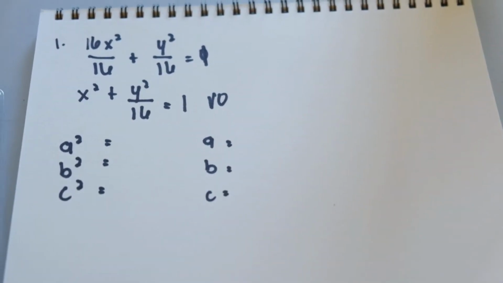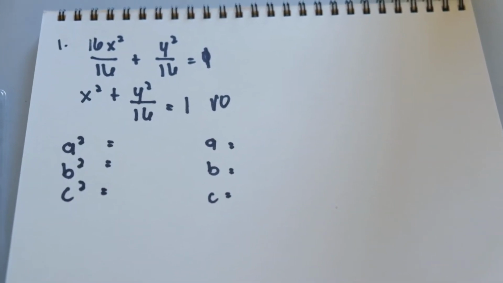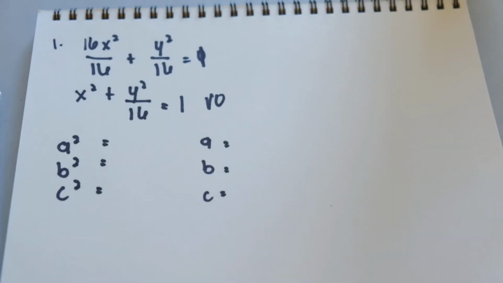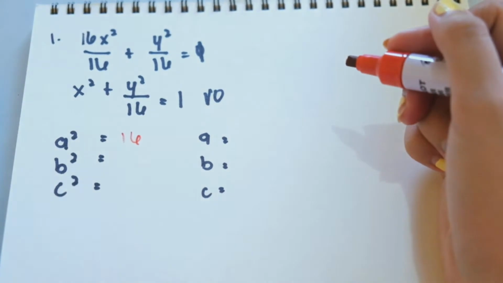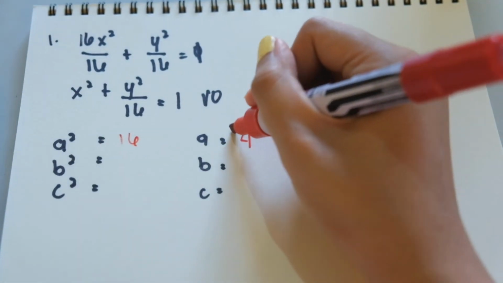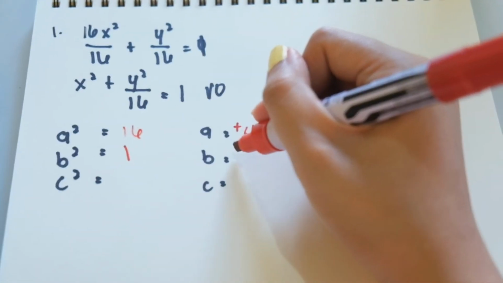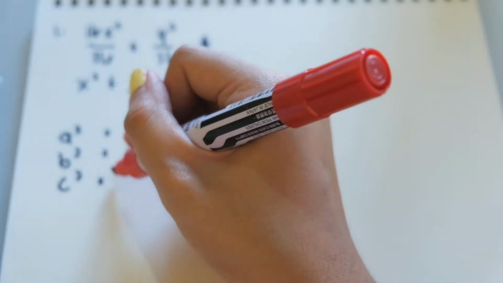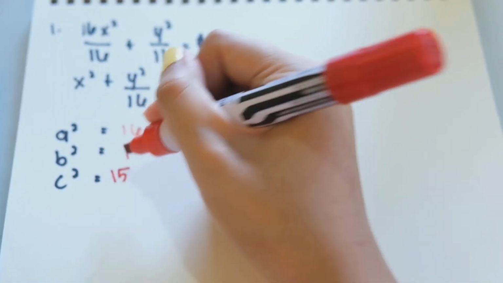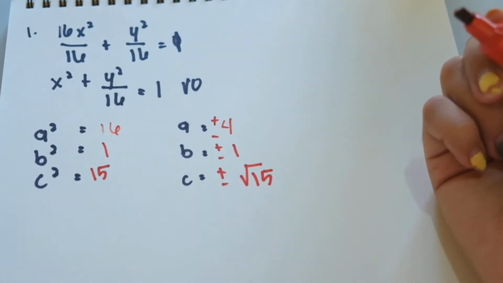First example, we have 16x squared over 16 plus y squared over 16 equals 1, and it is vertically oriented. First, we have to find the value of a squared, b squared, c squared, and also the value of a, b, and c. A squared is 16 because it came from the value of y, b squared is 1, came from the value of x, c squared is 15 because we subtracted a squared and b squared. The answers for a, b, and c are the square roots of a squared, b squared, and c squared.